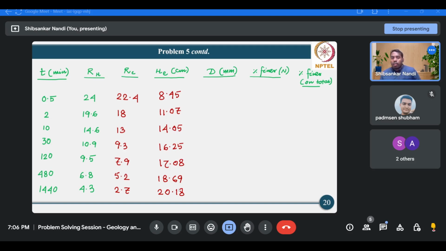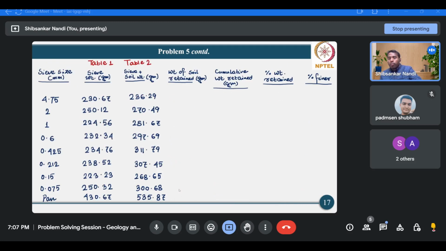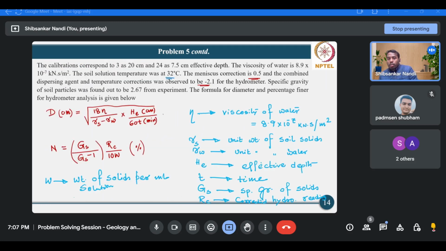Now we know the effective depth. Once we know the effective depth, we can use this equation. Suppose this is equation 1 and this is equation 2. By using these two equations, we can get the D in centimeter, that is the particle size, and the corresponding percentage finer. Now this eta value is given in this problem as 8.9 into 10 to the power minus 7 kilonewton second per meter square. When you substitute this eta value, it should be in gram second per centimeter square, in the CGS system.